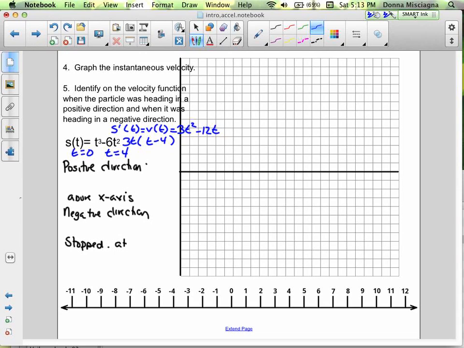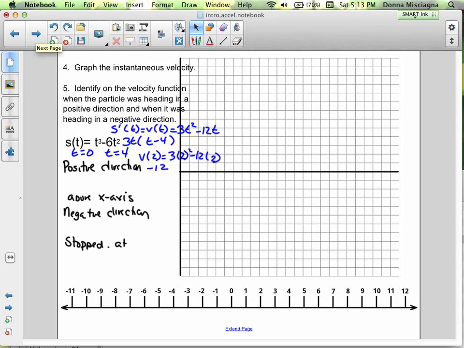Now, we want to find out where, make sure I plug in the right thing. Not s of 2, because we're graphing velocity, v of 2. That would be 3 times 2 squared minus 12 times 2. Actually, it'd be easier to plug it into the factored one, but oh well. So that would be 12 minus 12, negative 12. And let me just label this one as v of t.